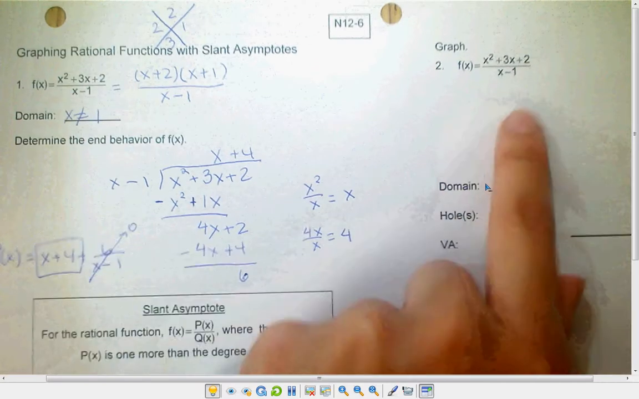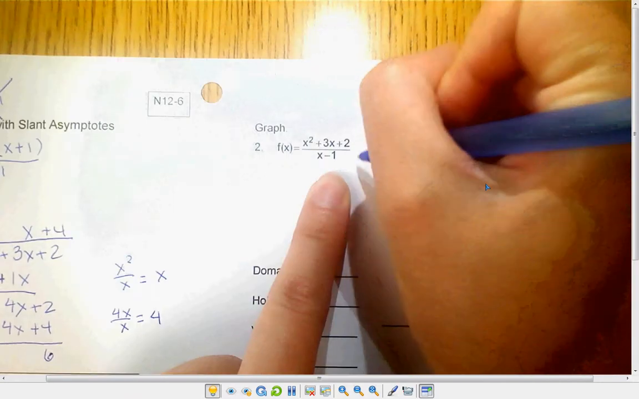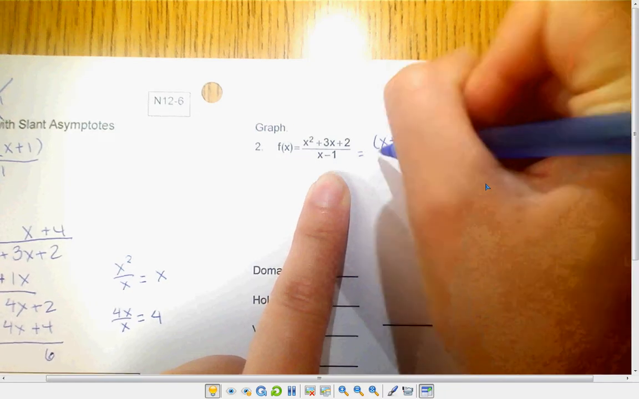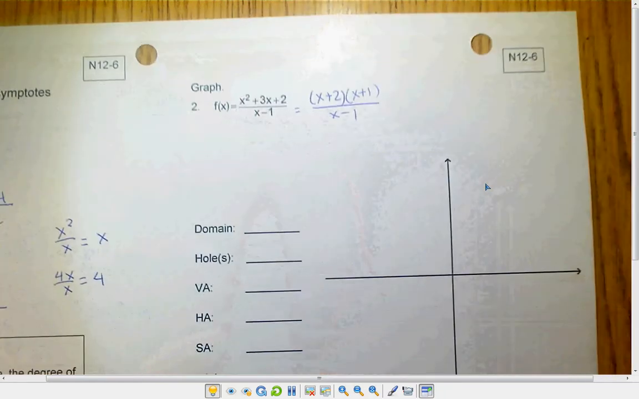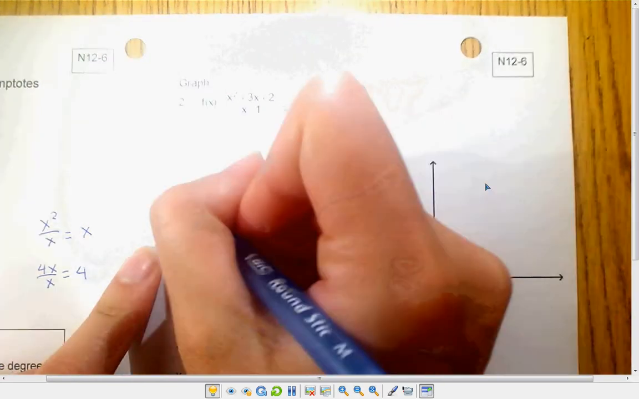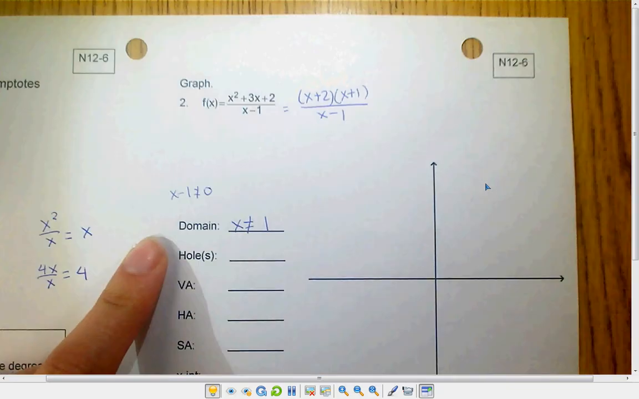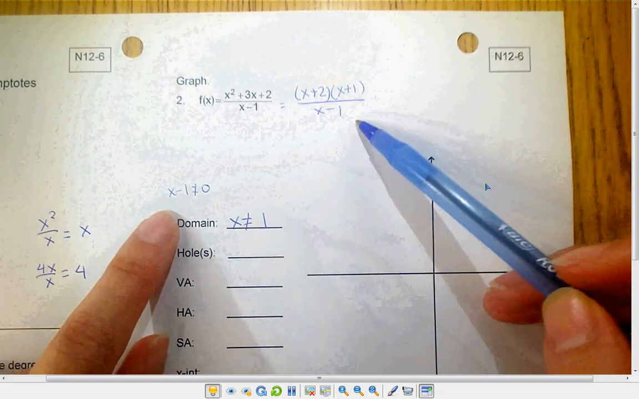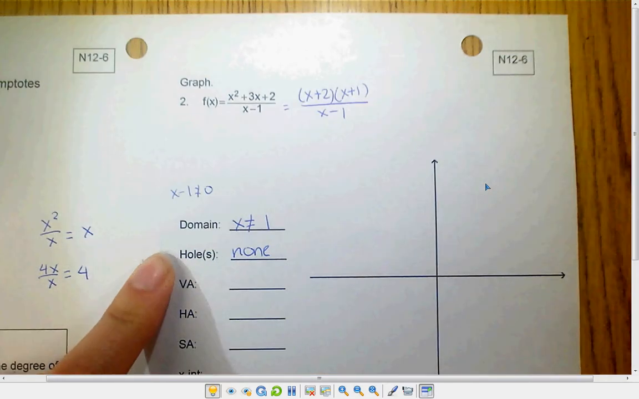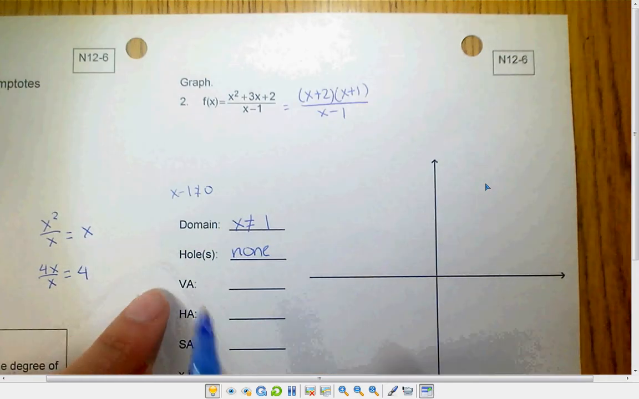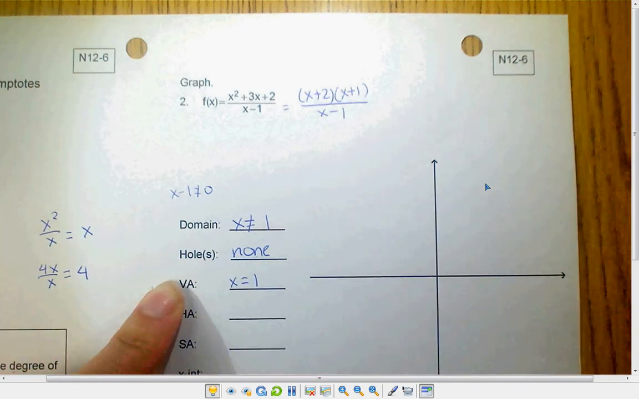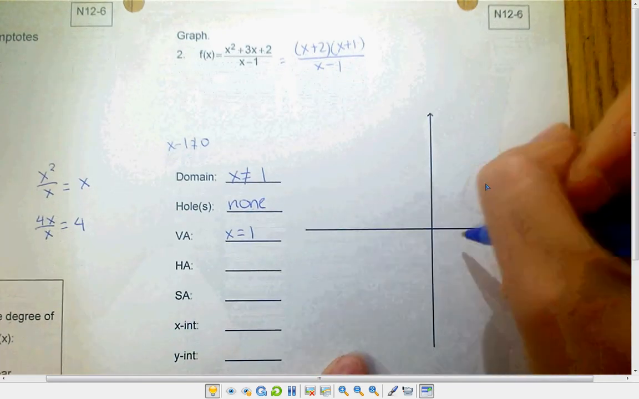So, exact same problem we just factored out, but now we're going to go through all the steps to find my graph. Again, first step, factor. My domain is x does not equal 1, because x minus 1 doesn't equal 0, and solve for x. There's nothing that cancels out, so this tells us that there aren't any holes in the graph. If there aren't any holes, my vertical asymptote is x equals 1. So I'm going to draw that on my graph.